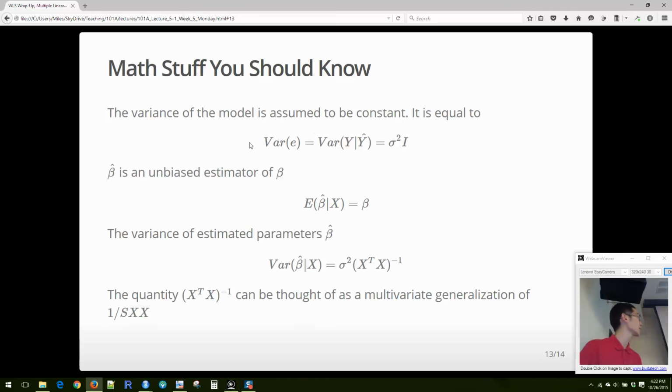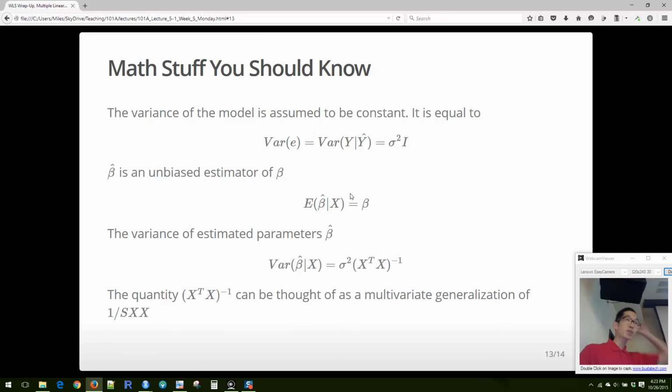That's the variance. Beta hat is an unbiased estimator of the true beta that exists in the population. That is to say, the expected value of beta hat is beta. And the variance of the estimated parameters beta hat is sigma squared times x transpose x inverse. You can think of this as a multivariate generalization of the sum of x squared.